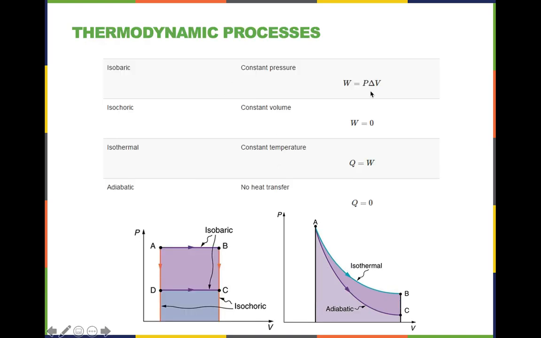So for isobaric, that just means your work is P times delta V, and that means constant pressure. For isochoric, constant volume, work done is 0. So these points right here would be that, B and C would be that, A and D would be that. Isothermal, constant temperature, Q, our heat, is equal to our work. And adiabatic means no heat transfer, so our heat equals 0.